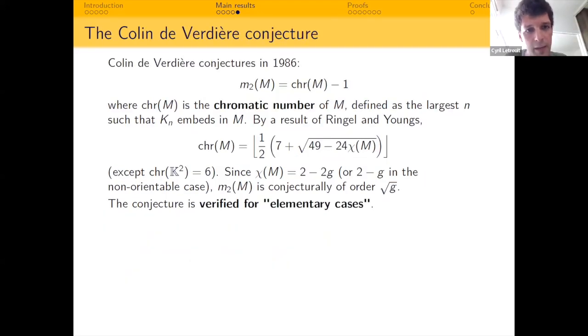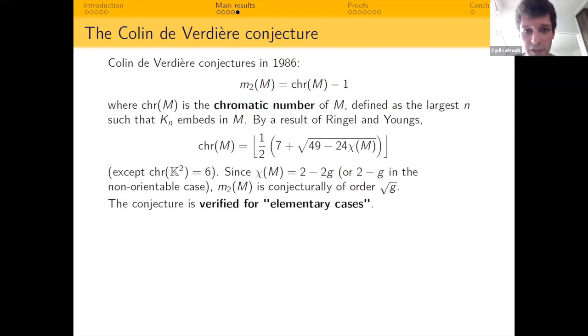And let me finally mention the Colin de Verdière conjecture, which is from 1986, because Yves conjectured that you can find a closed formula for m_2(M), which I recall is the maximal multiplicity of lambda_2 that you can achieve for a particular metric on M. The conjecture is that it's equal to the chromatic number of M minus 1. The chromatic number is, again, a topological information, which is defined as the largest n such that the complete graph with n vertices embeds in M.